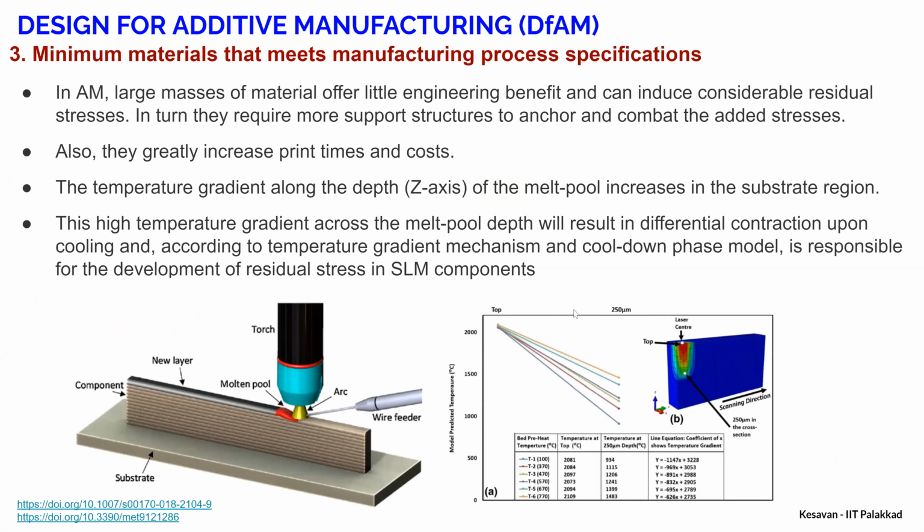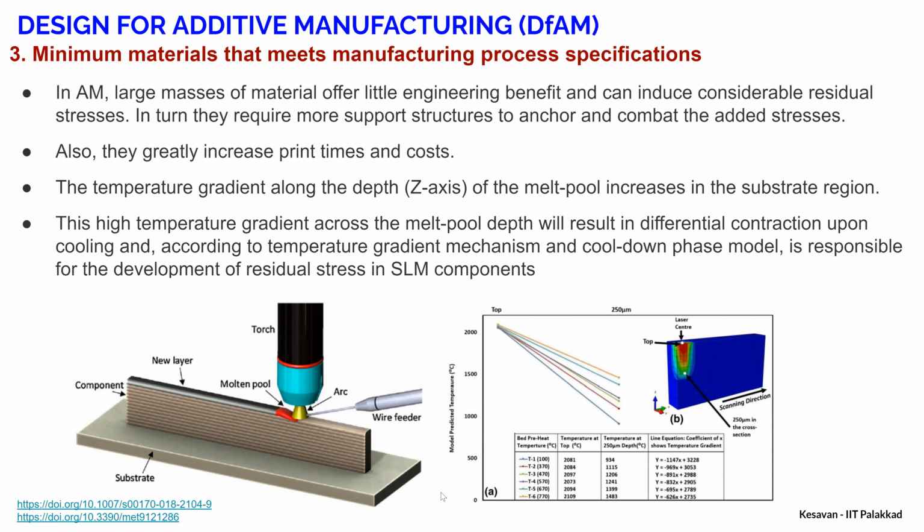And the third very important design for additive manufacturing principle is minimum material that meets the manufacturing process specifications. What it means is that you need to always remember in metal additive manufacturing that you cannot deposit too much material in one direction. Let's say you have some bulk component. When you are applying all these concepts, you should not end up making a bulk component. It should be a smart structure, having thin structure, not bulk structure.